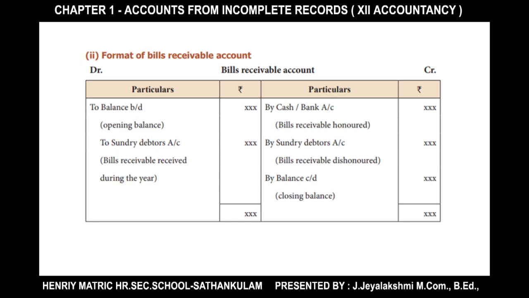Then on the credit side we write by cash or bank account. Bills dishonored will be written by sundry debtors account. Then by balance carried down, which is nothing but the closing balance. So we have to use this format while preparing the bills receivable account.